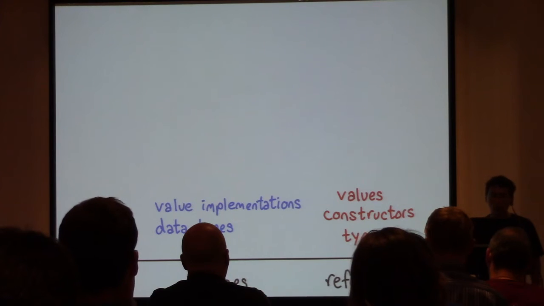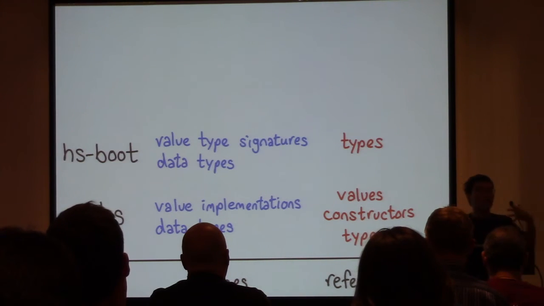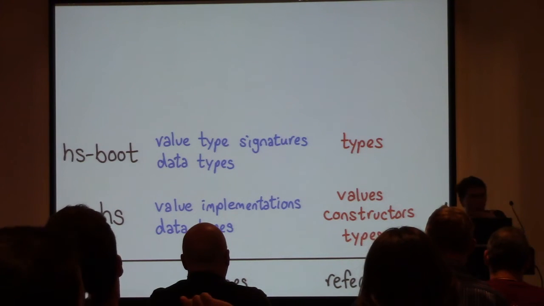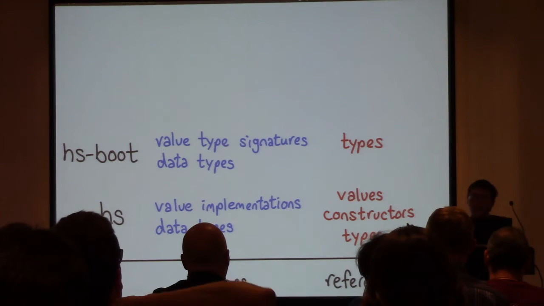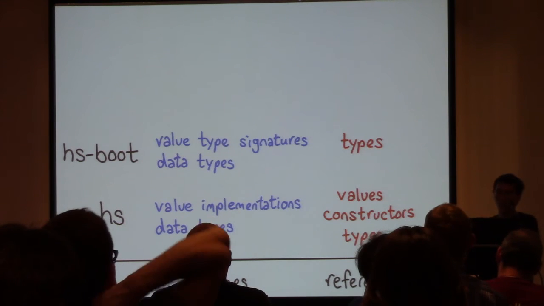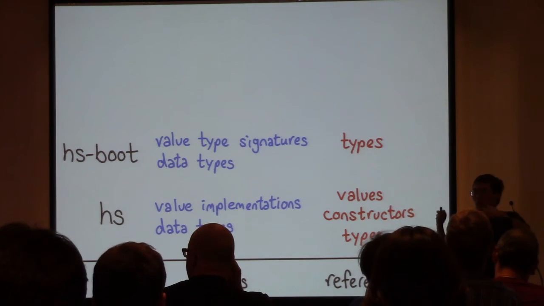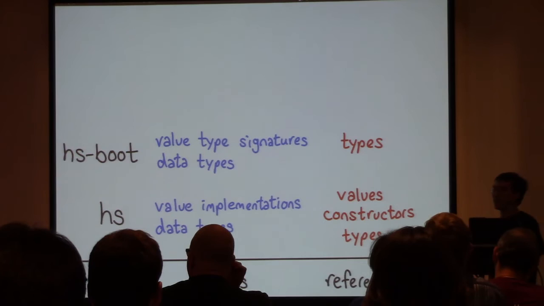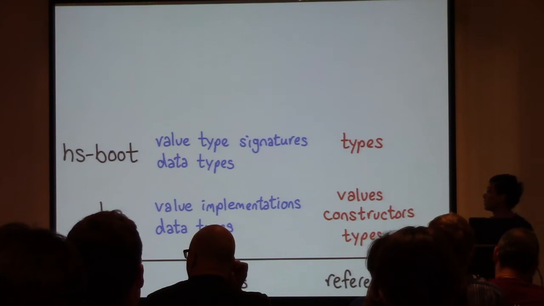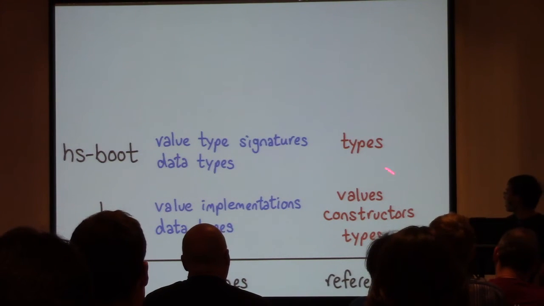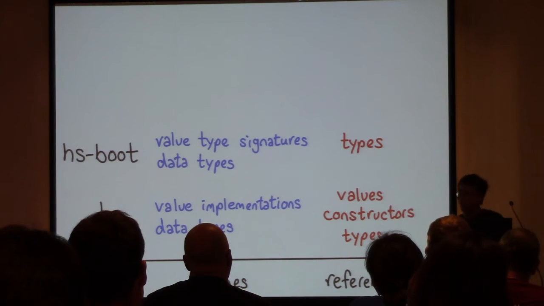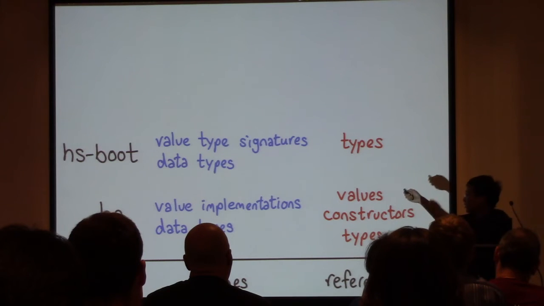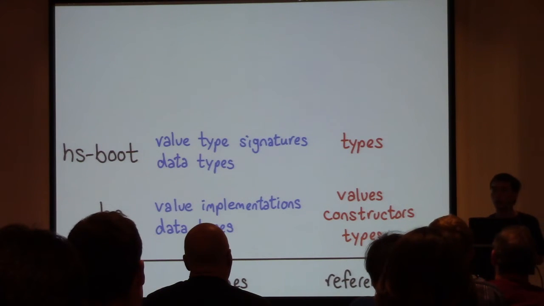But now let's suppose we go up one level and we consider hsboot files. hsboot files define many of the same things as Haskell files, but they only talk about signatures of values, not the actual implementations. And the data types are the same as in Haskell files. But notice that this means that at the references level, in the type signatures and the data types, we only refer to types. We don't refer to values or constructors.